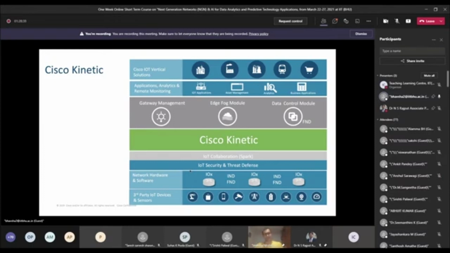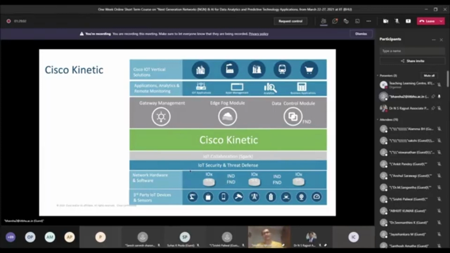Basically, as we just saw, IoT consists of four different things: data, network, services, and sensors. So you get the information from the sensor. Now, how do you route it? How do you make sure that it has the medium through which it can go to the end user?